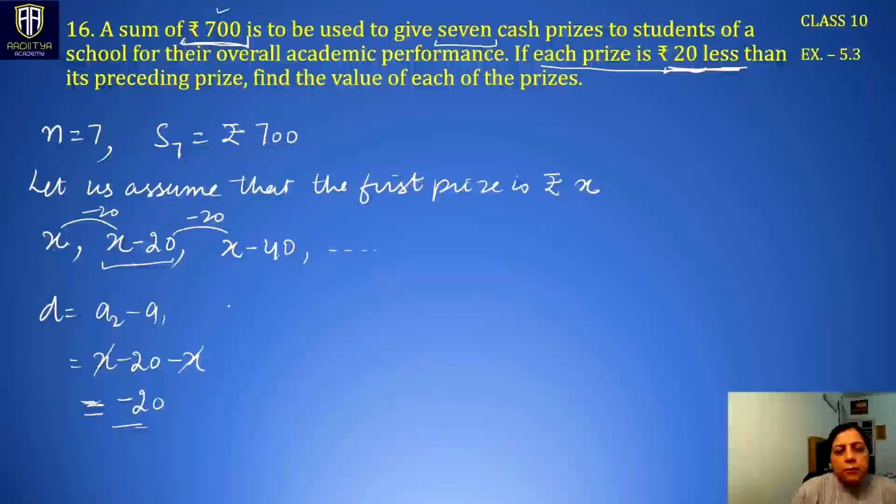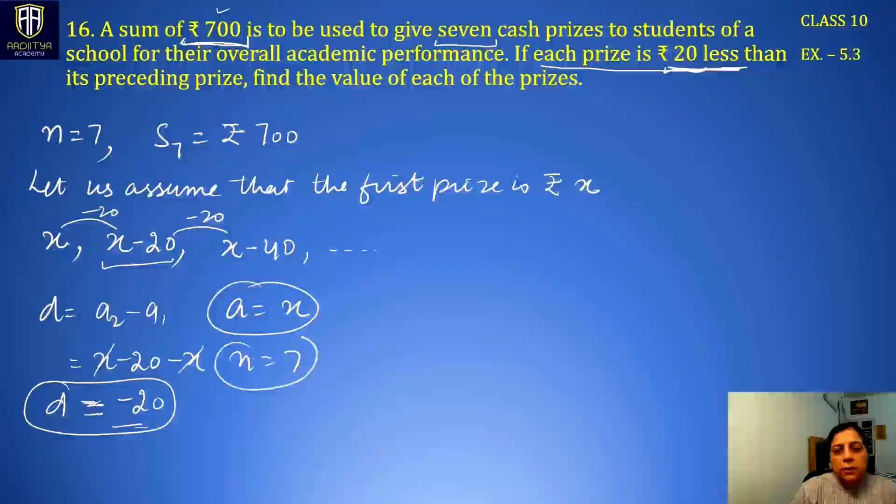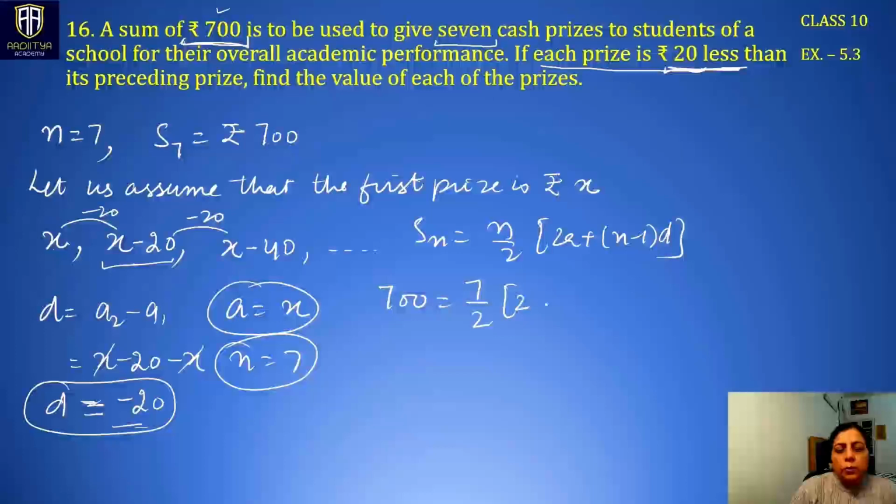Now n is 7. A we have taken as X. D is minus 20 and n here is 7. Now these three things are known to you. You can find Sn. Sn is n by 2 times 2a plus n minus 1 times d. The value of Sn is 700. So 700 equals 7 by 2 times 2 times a, which is X, plus 7 minus 1 times d, which is minus 20.